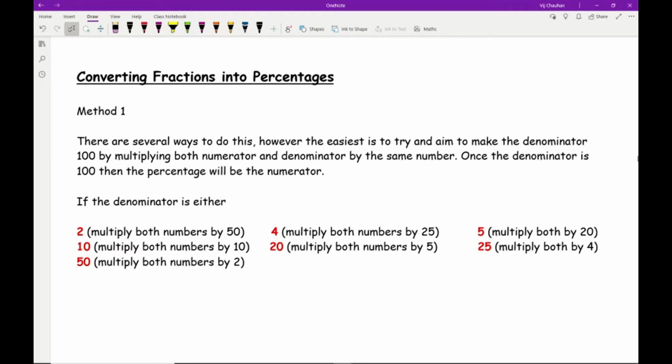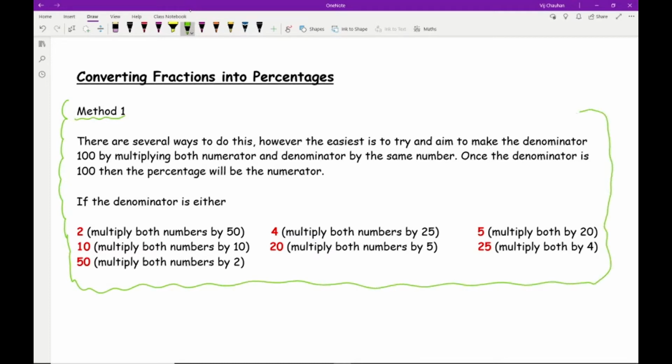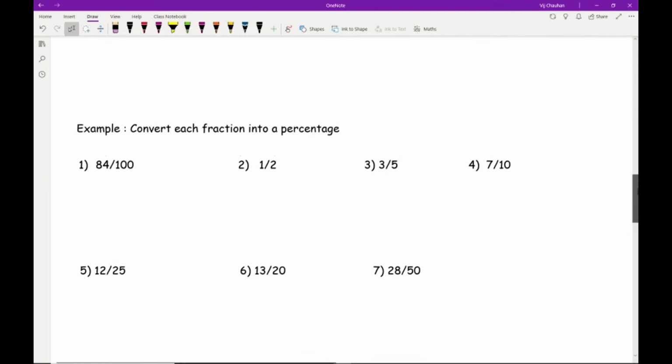And again, it's certainly worth making a note of this method. You'll tend to find that this method and those denominators come up on a non-calculator paper, and I'll explain how we use those. So let's have a look at some examples.